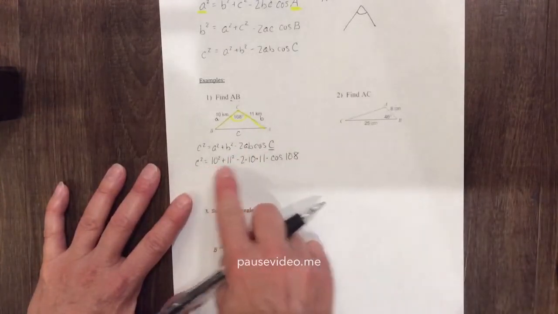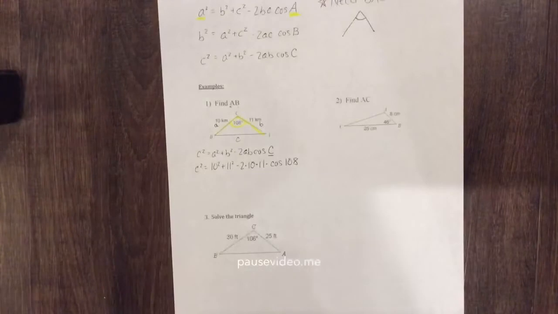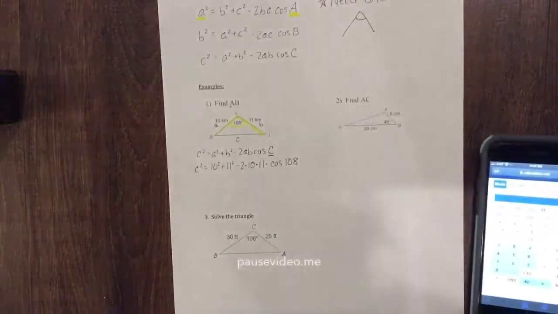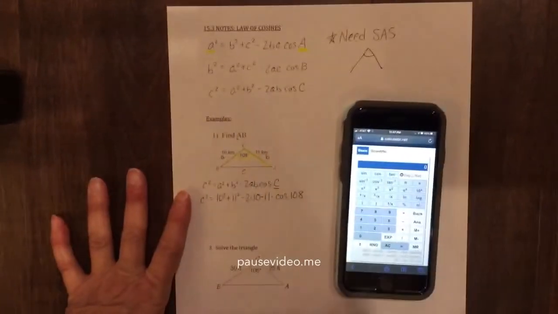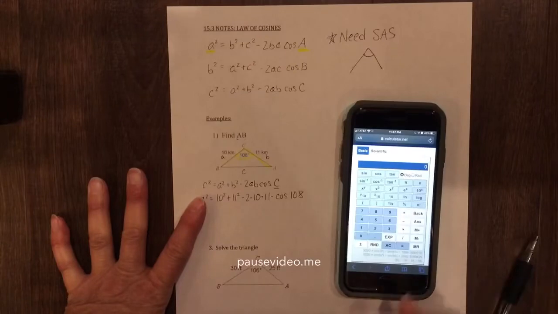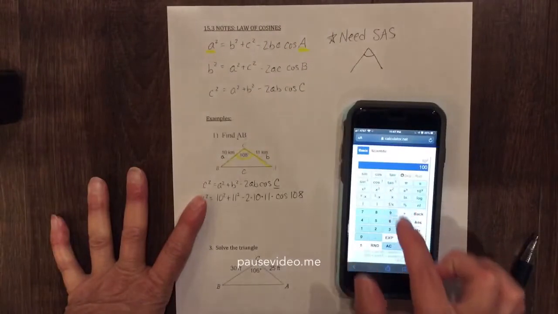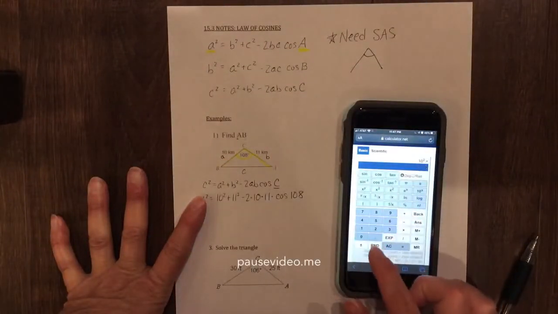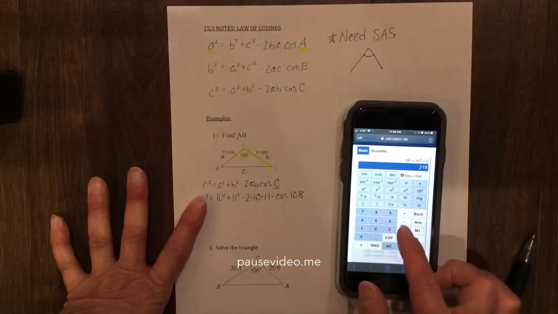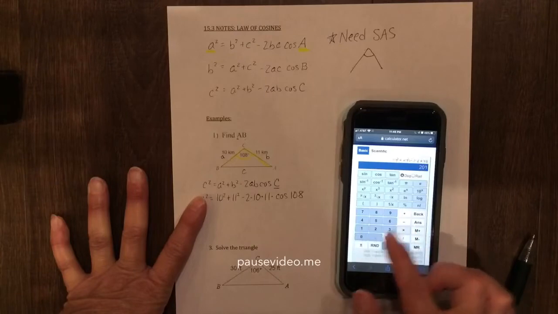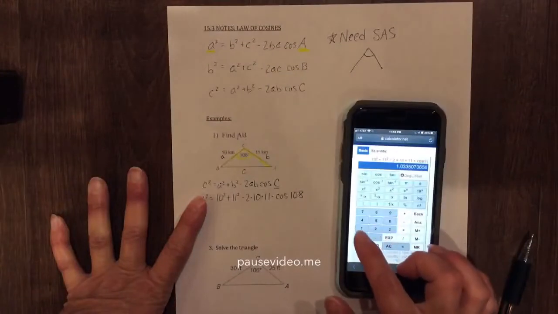And you guys, what do I do with all that? I plug it into a calculator. So that's what we're going to do. All right, let's grab our calculator. This whole unit, I've been using this website, calculator.net. It'll work great for this problem too. So all I do is I type this straight into the calculator. So here we go. 10, here's your squared button, the one that says x squared. That's your squared. 10 squared plus 11 squared minus 2 times 10 times 11 times cosine 108.